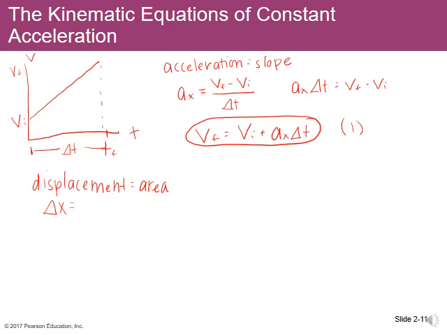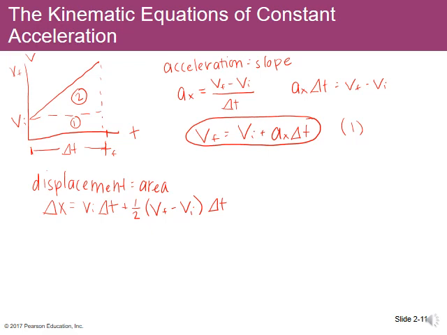Now how do we find the area? We can break this up into two individual areas. We have a rectangle and we have a triangle. We can add those together to get the total. So the rectangle area is just like the area of any rectangle. The height of the rectangle times its length. The triangle is 1/2 the height of the triangle, which would be VF minus VI times delta t. Now you can leave it like this.